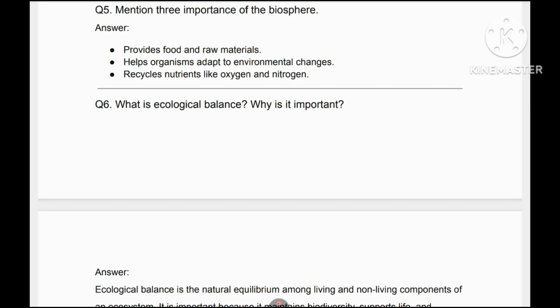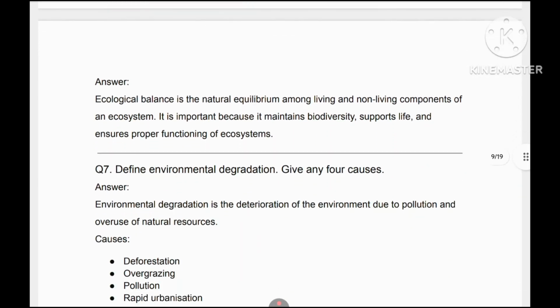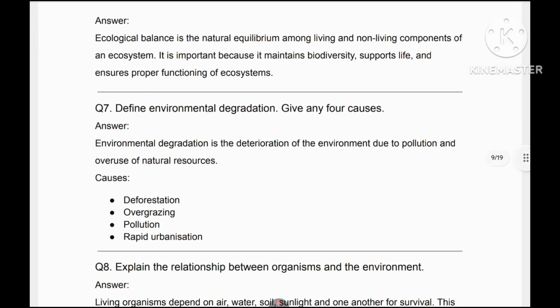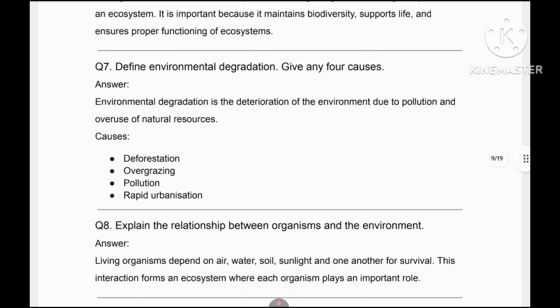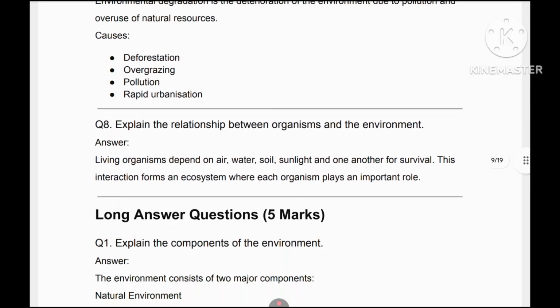What is ecological balance? Why is it important? Ecological balance is the natural equilibrium among living and non-living components of an ecosystem. It is important because it maintains biodiversity, supports life and ensures proper functioning of ecosystems. Define environmental degradation. Give any 4 causes. Environmental degradation is deterioration of the environment due to pollution and overuse of natural resources. Causes: deforestation, overgrazing, pollution, rapid urbanization.